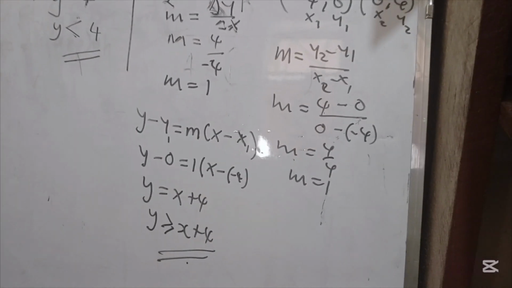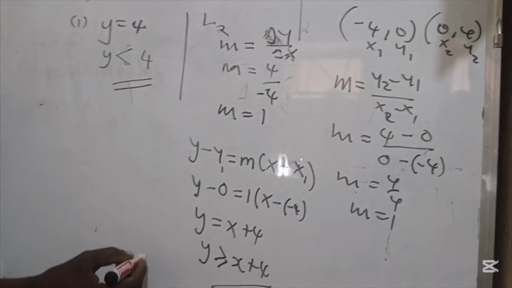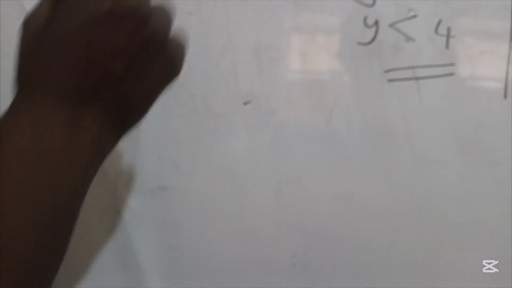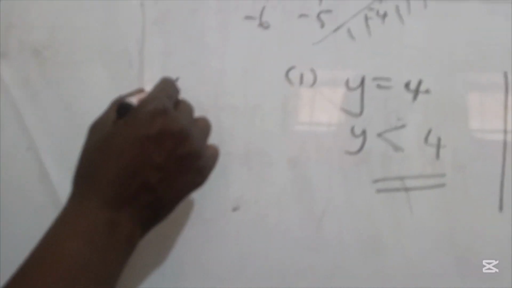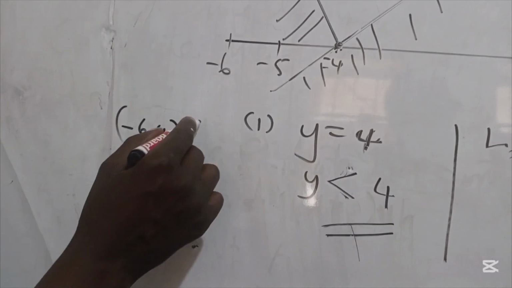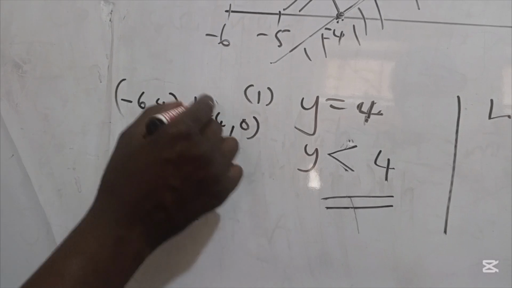So, ladies and gentlemen, you can see you go to another part. This is part 2, in short, inequality number 2. How do we go for inequality number 3? To go for inequality number 3, you pick the points already. I've got negative 6, 4, and there is another point which is already there, negative 4, 0.